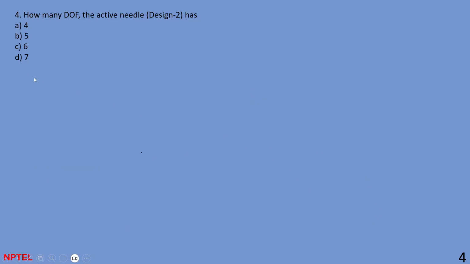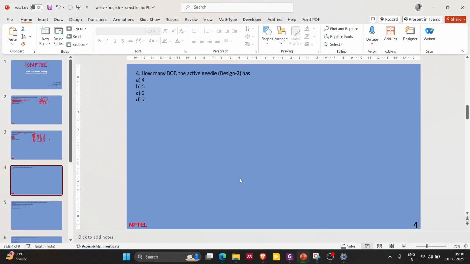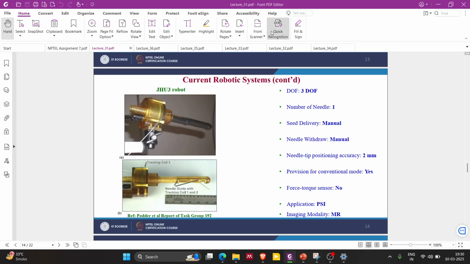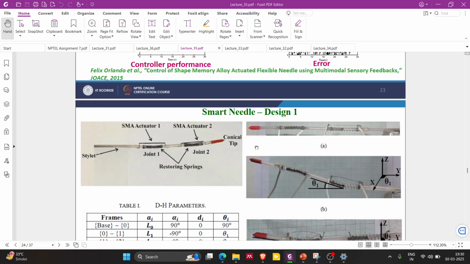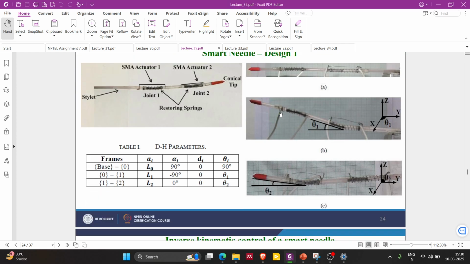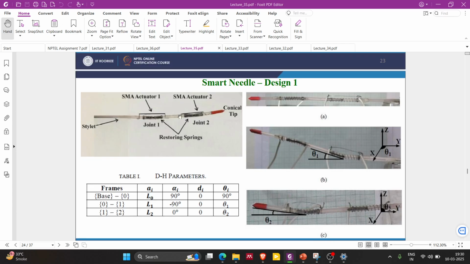And let's look into this, a simple theory-based question. How many degrees of freedom does the active needle design 2 have? There are two designs which Professor Felix discussed in his lecture. If you go to lecture 35, this is design one. If you look closely, there are two joints, theta one and theta two. So it is a 2 degree of freedom smart needle.